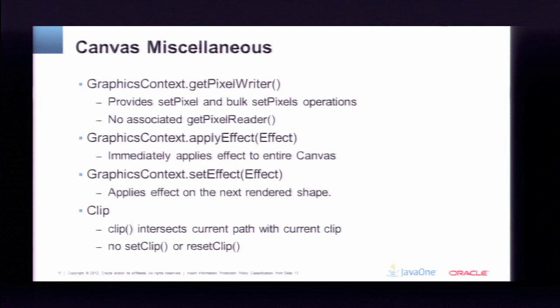Miscellaneous. If you came to the image ops talk yesterday, we talked about all the things you can do with a pixel writer, which is basically set pixels and set rectangles of pixels from a buffer. You can get one of those objects from a graphics context and use it to push your own pixels. There's an apply effect method, which does something that isn't really available anywhere in the scene graph: it takes the whole canvas with everything rendered into it up to the current point and applies an effect to all of that.